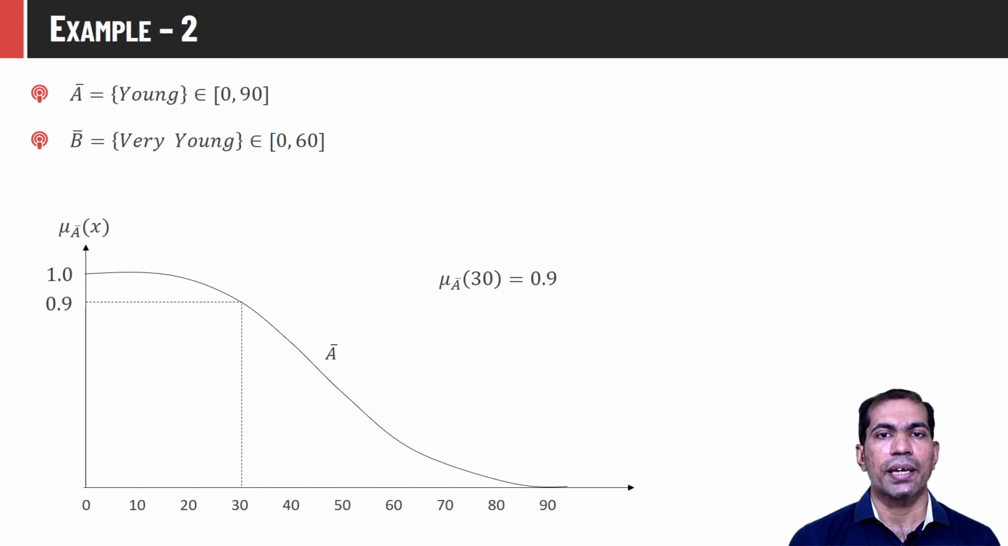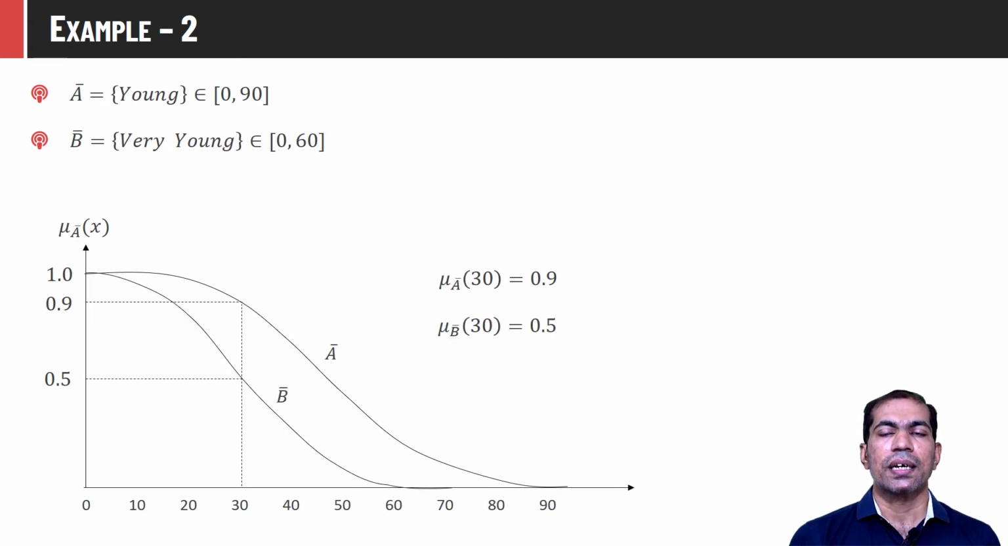Let us try to model A bar equals young, where the range of age is between 0 and 90, and we are using this sigmoid or inverse sigmoid function to model the concept. Persons with an age of about 0 to 15 are considered young, so they are assigned membership value 1. And as age increases, the membership value of that person in the set young will decrease. For instance, if age is 30, then the membership value returned by this function will be 0.9.